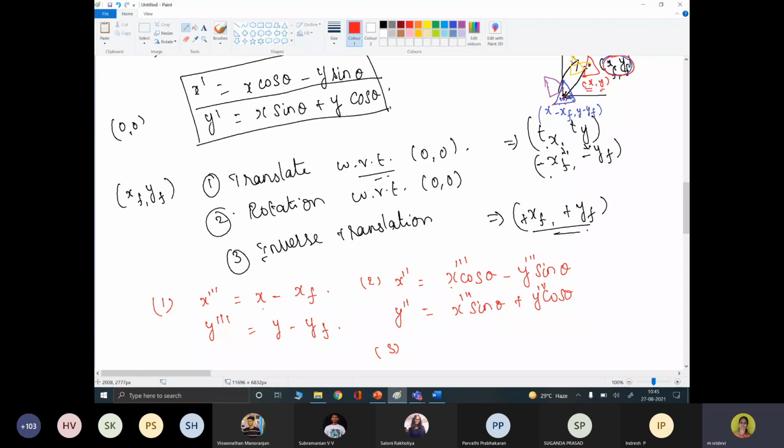Clear? So this we are moving here. Obviously, each and every pixel of the object is moved to align with the origin. And then you are rotating with respect to the angle theta. After rotation, this is the object you have obtained. This is with respect to origin, you have rotated it.